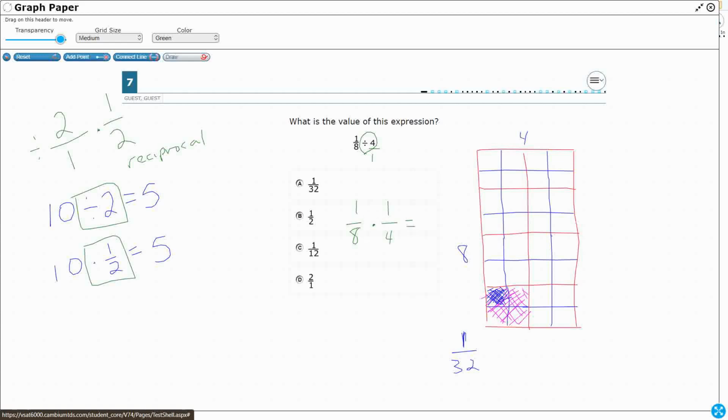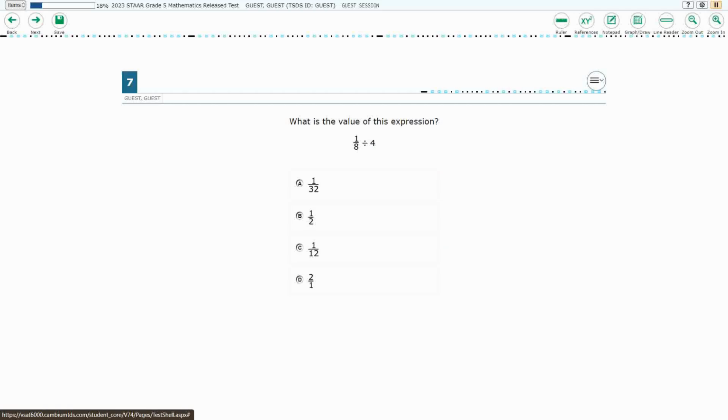And when we multiply fractions, that's easy because we don't need to have common denominators like when you add or subtract. So 1 times 1 is 1. 8 times 4 is 32. You just multiply straight across. So that's the shortcut version if you already know how to do it, but you can draw the picture as well. Either way, our answer here is A.